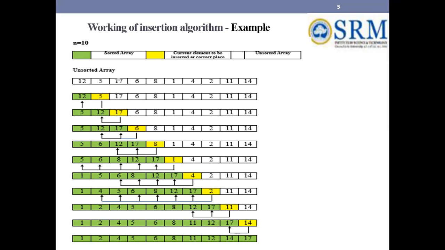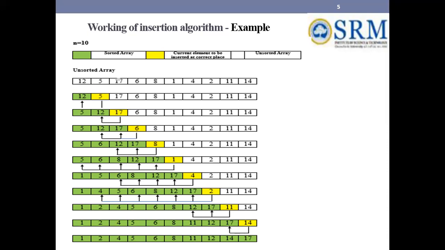Now we have only 2 elements, 11 and 14. So the unsorted array is 11 and 14. 11 is the first element. Compare 11 with 17. 17 is greater than 11, so move 17 to the next location. Again, 11 is less than 12, move 12 to the next location. Now the predecessor 8 is lesser than 11. So stop the process, insert 11 at the current place. So after 8, before 12, the 11 is inserted.